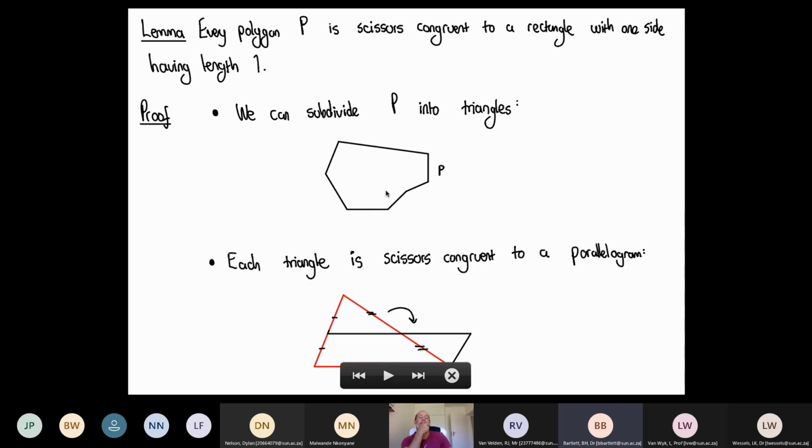Now each of those triangles is scissors congruent to a parallelogram by this diagram. I start with this red triangle, and then I can bisect these two edges with this line here, and then I can flip over this triangle and put it over here, and that would then create a parallelogram. So this shows that the original triangle is scissors congruent to this parallelogram at the bottom.